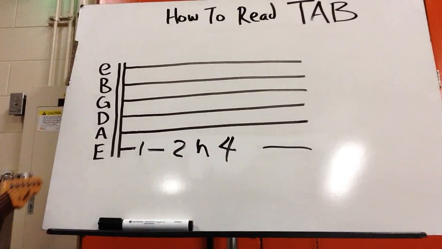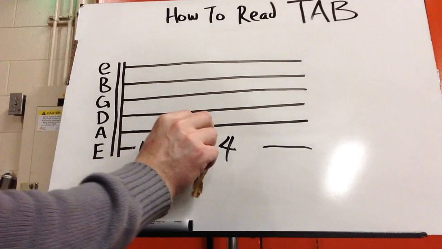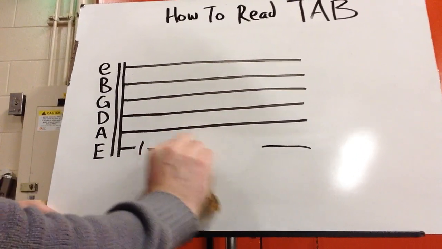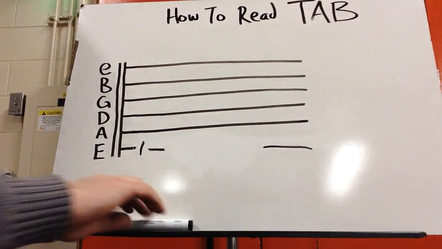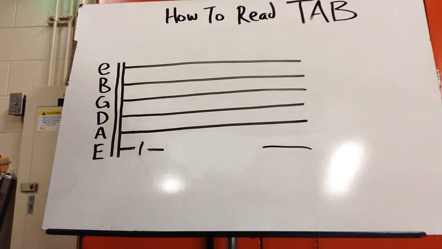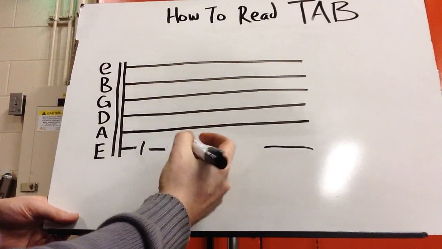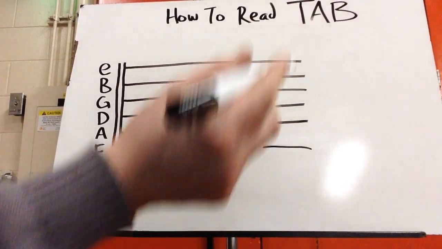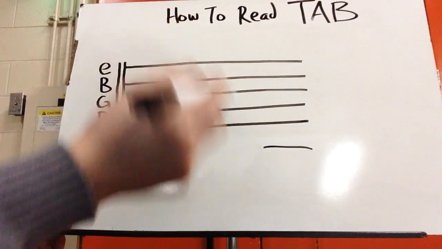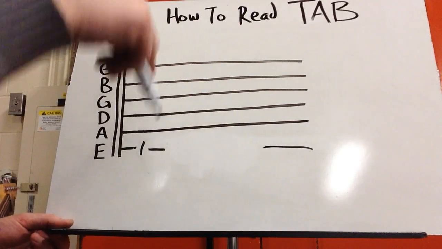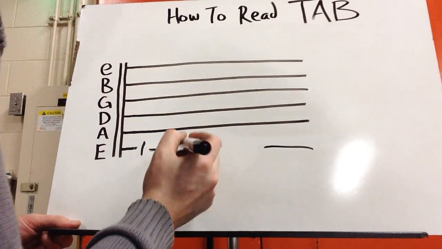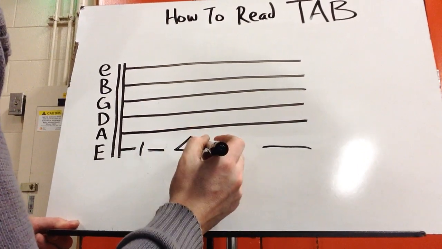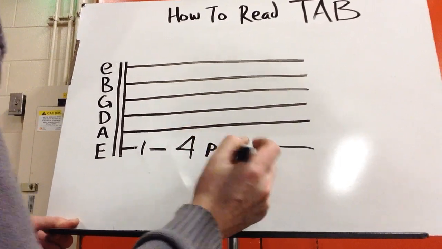Okay, now what else could we find in there? We could find something called a pull-off, which is kind of interesting. So it's kind of like a hammer-on, like an H, in reverse. The one rule with a pull-off is it has to go from a higher number down to a lower number. And I guess the one rule with a hammer-on is it always goes from a low number up to a higher number. Okay, so let's do 4 pull-off to 2.